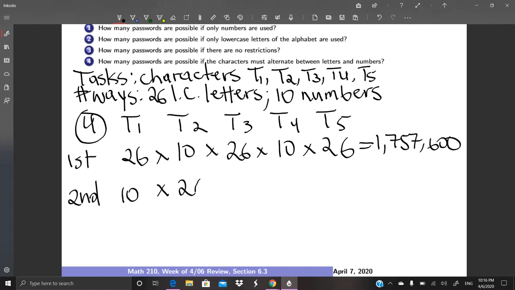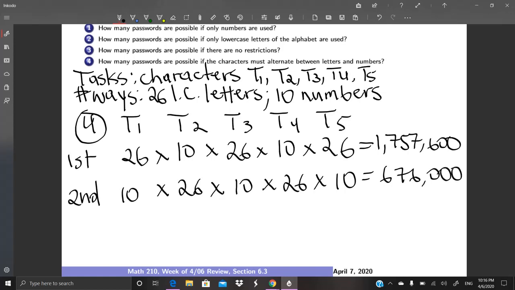Then the second way is maybe we start with a number now, right? Then we do a letter, then a number, then a letter, then finally a number again. So when you do it that way, you get 676,000. And hopefully it makes sense why this number should be smaller than the previous one. So you want to account for both possibilities, whether we start with a letter or a number.